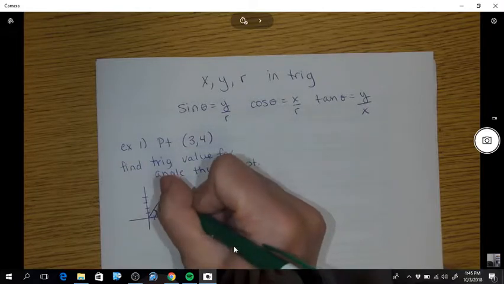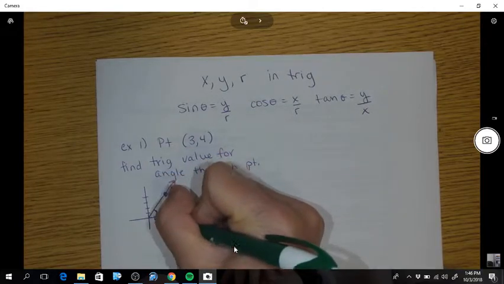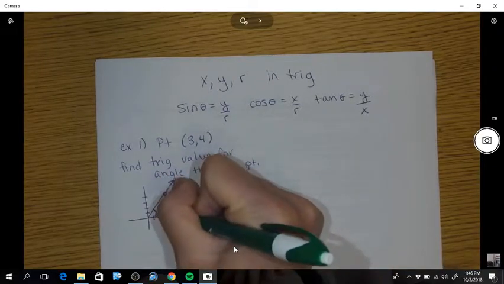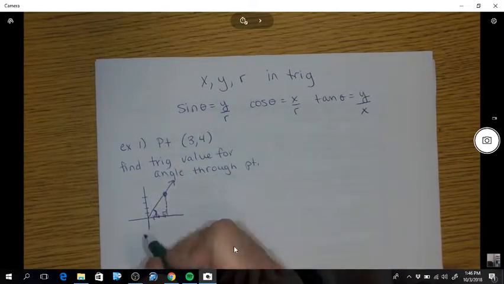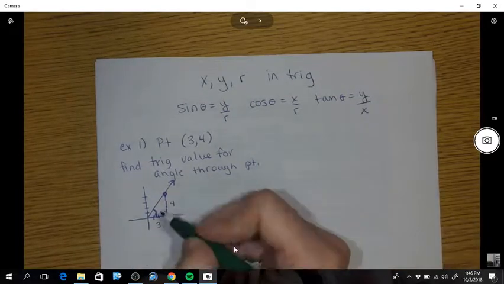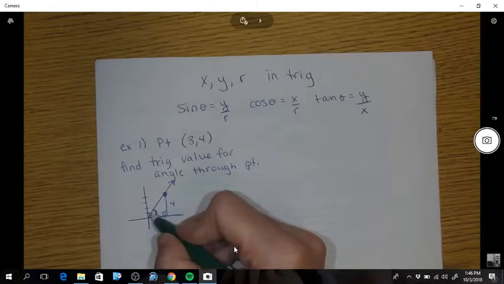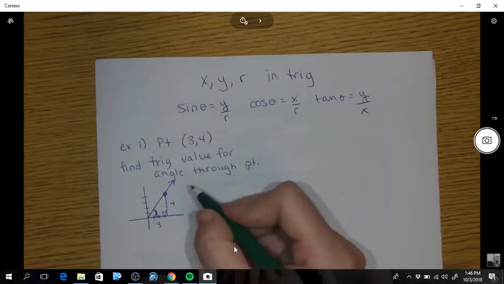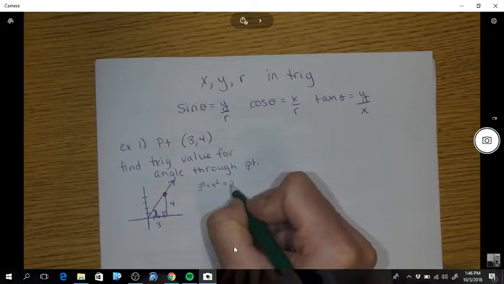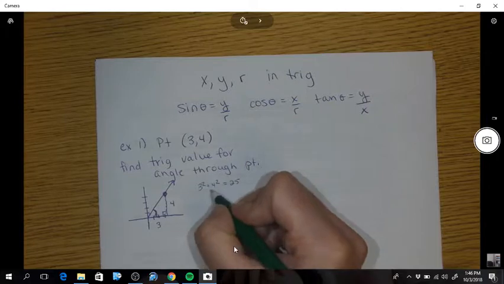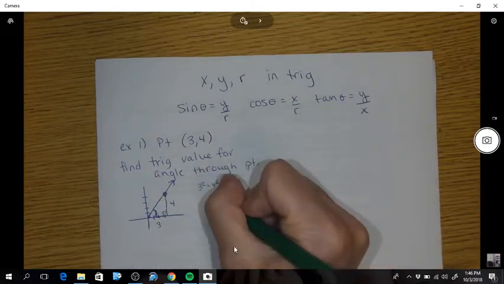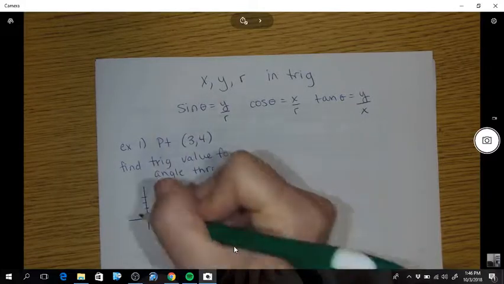I'm going to draw an imaginary right triangle. Now, I know that this is a distance of 3 and this is a distance of 4. How do we get that distance? We would do Pythagorean theorem. 3 squared plus 4 squared. 9 plus 16 is 25. Therefore, this is going to be called my r, or my radius. So my r is going to be 5.